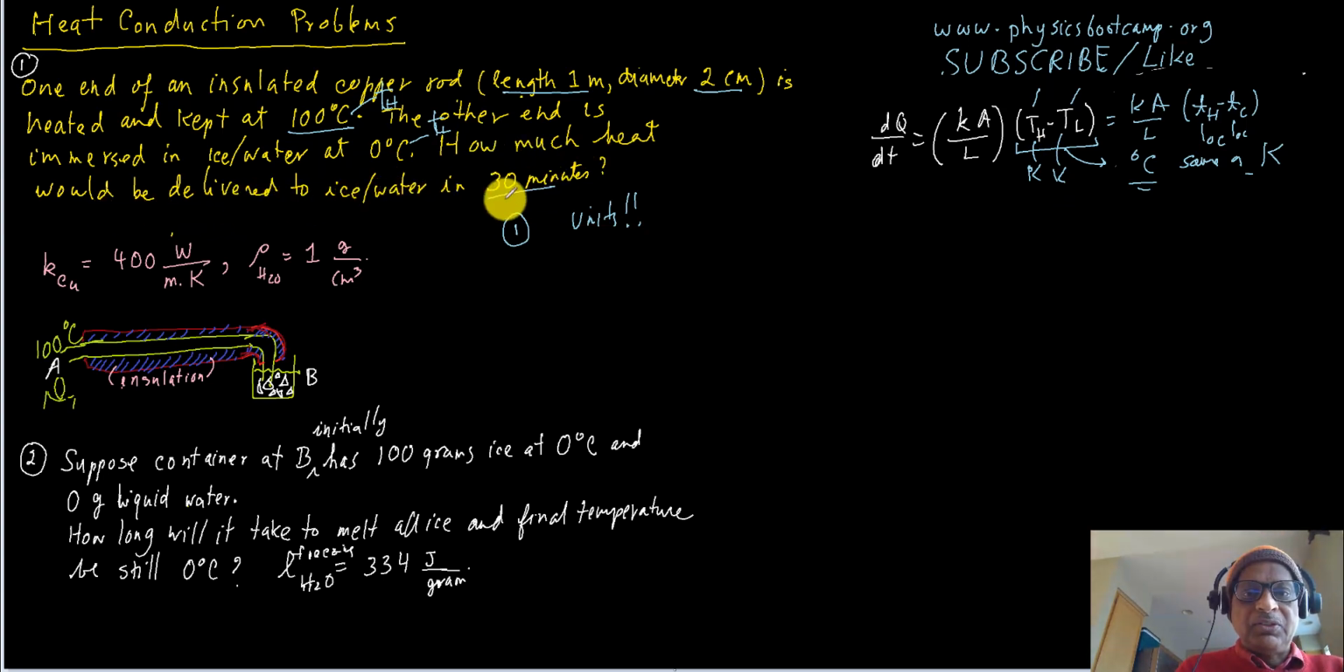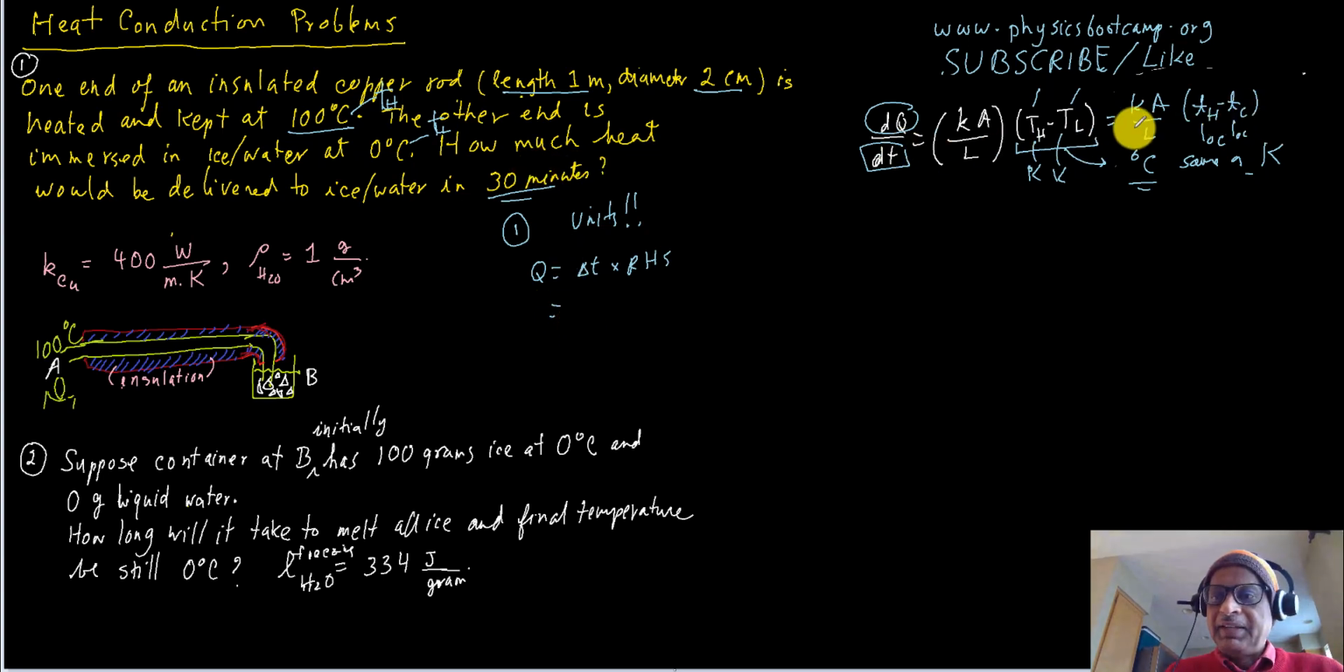Okay, how much heat will be delivered? So it's supposed to find this. This is given. So I'll write that as Q is delta T times the right hand side. Because everything else is fixed here, nothing is changing in time, so I don't need to integrate. If the right side was changing in time, then I'd have to do an integration. So delta T is going to be 30 minutes.